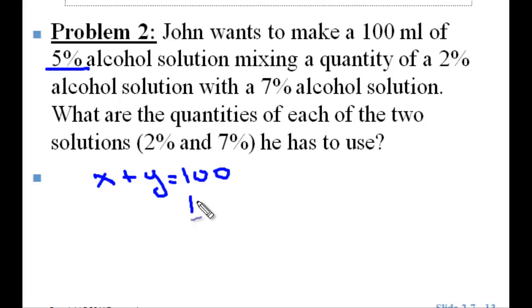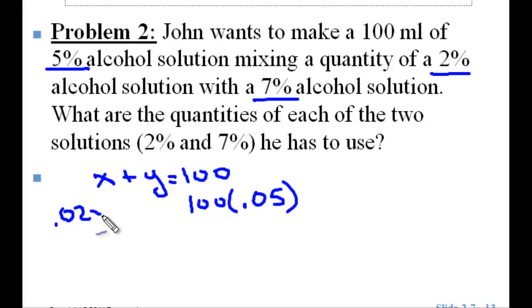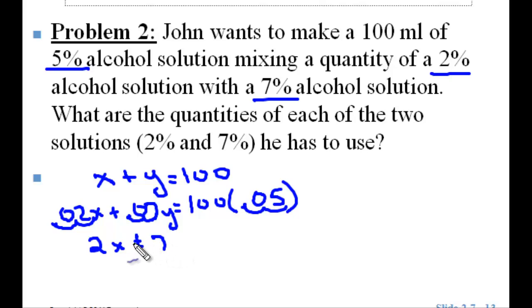5% alcohol. So 100 times 0.05. One of the solutions is a 2% and one is a 7%. It doesn't matter which one is the x and which one's the y. So 0.02x plus 0.07y is equal to 100 times 0.05. Now we'll multiply through by 100 and we get 2x plus 7y is equal to 100 times 5. And x plus y equals 100, so we can solve either for x or y.